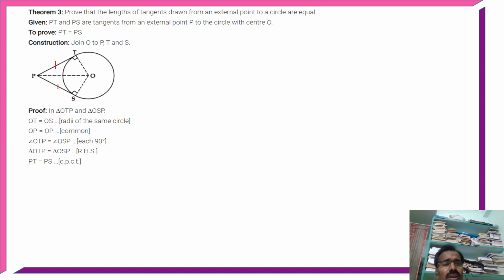Let us take according to the figure. P is an external point, O is the center of the circle. For the given circle, PT and PS are the two tangents drawn from the external point P.